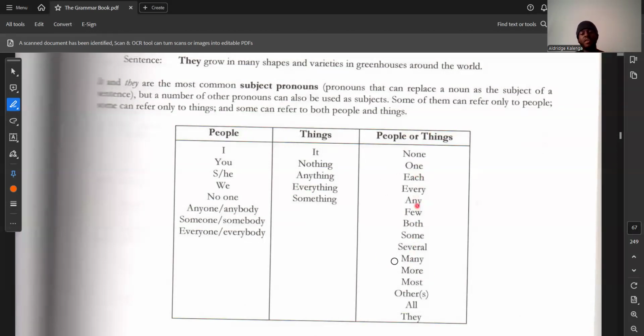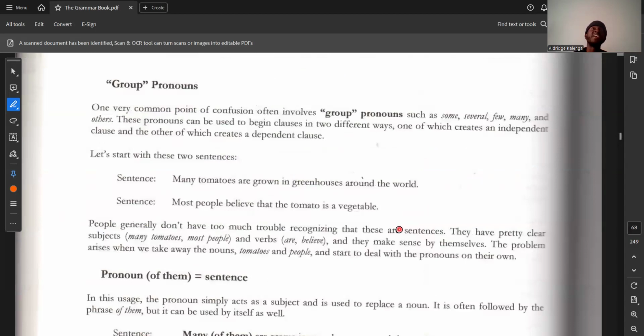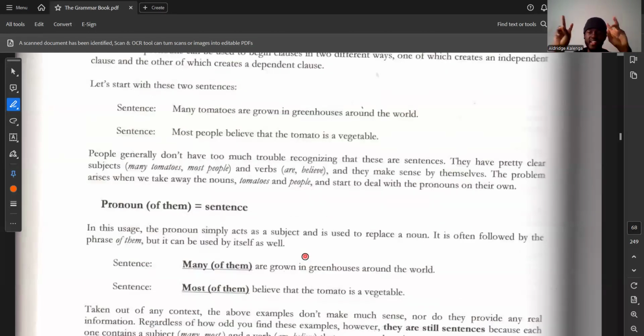So there are some subject pronouns that only refer to people, some that only refer to things, and some that refer to both people and things. And we've looked at some group pronouns already as well. I told you guys that when you're looking at many, you don't have to say many of them, the way you say each one, you can just say each one. So there are some group pronouns like some, several, few, many, and others. That can also be used to begin clauses in different ways, but I want to show you two tricks that I want you guys to know.